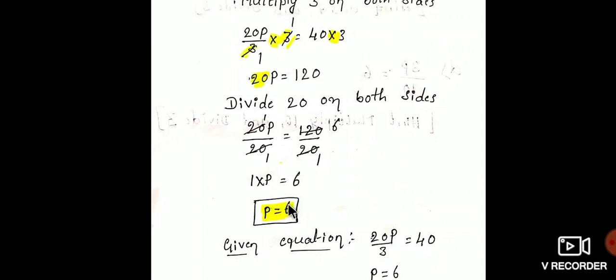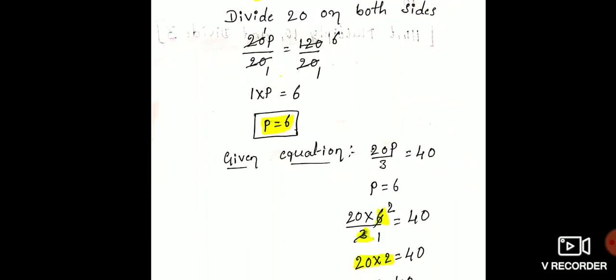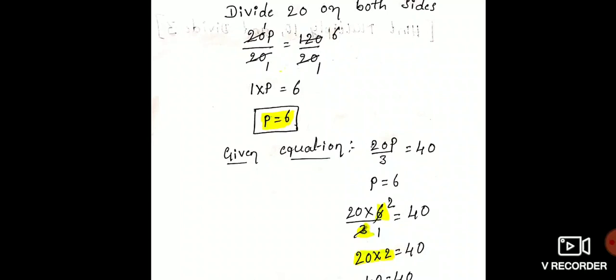This is the solution for the equation. Okay? So this is the equation, and this is the solution. P is equal to 6 is the solution for the equation.